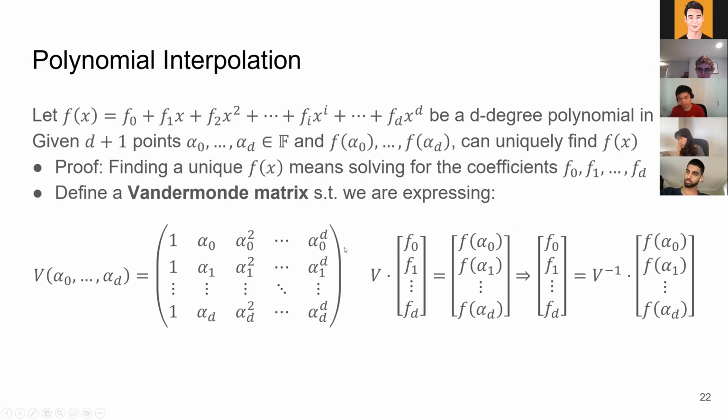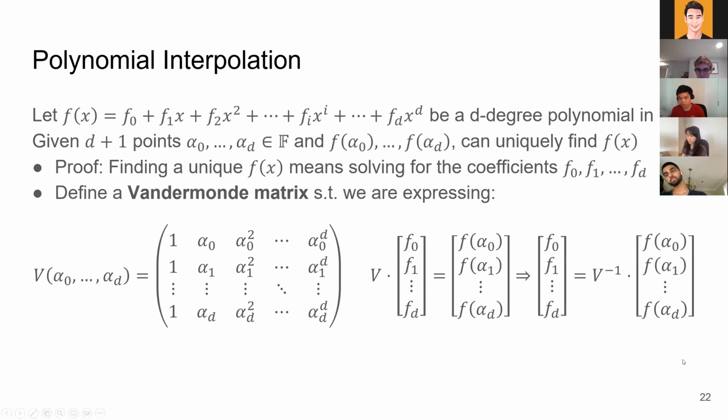Importantly, the fact that we've represented this as a set of matrix multiplications means that now we can move the Vandermonde matrix over to the right-hand side, so that we multiply both sides by the inverse of the Vandermonde matrix. We are rearranging this expression over here into this expression over here, where we're saying that the coefficients that we're looking for are precisely equal to the inverted Vandermonde matrix times the values that we've observed, f of alpha 0 through f of alpha d.